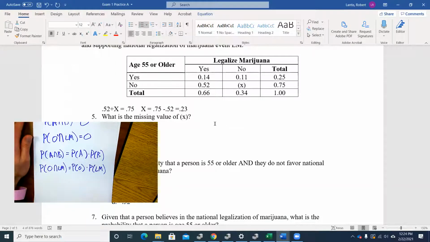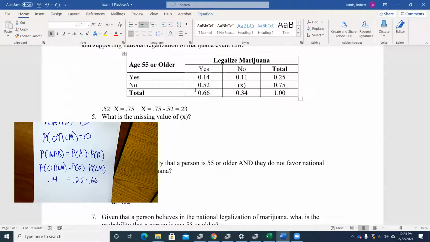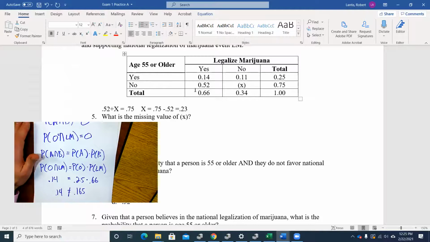So if we look here, what's the intersection? Older than 55, wanting marijuana legalized, 0.14. What's the probability of being older than 55? We go over to the total, 0.25, times the probability of wanting marijuana legalized, which is 66. So if I do this math right, 0.25 times 0.66, I get what? 0.165. Are those two things equal? No, so they can't be independent. Right? Now, that's a way to check to see if they're independent.